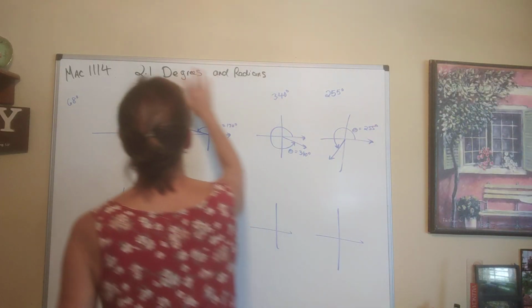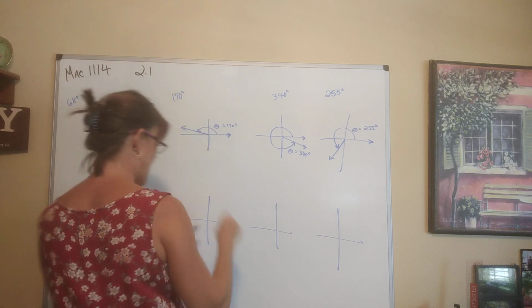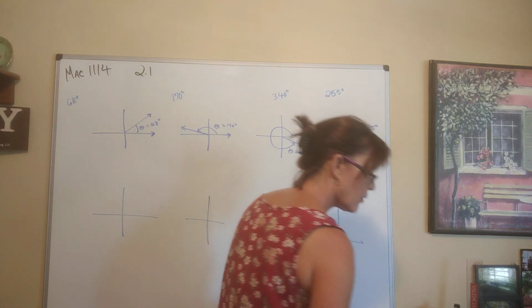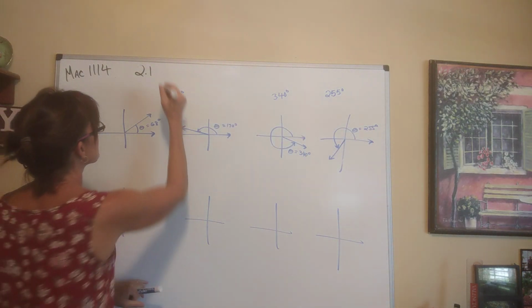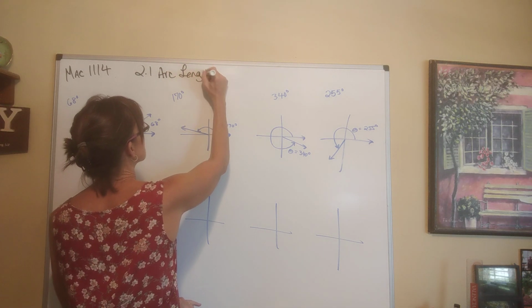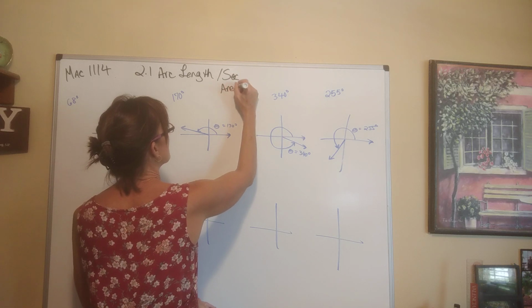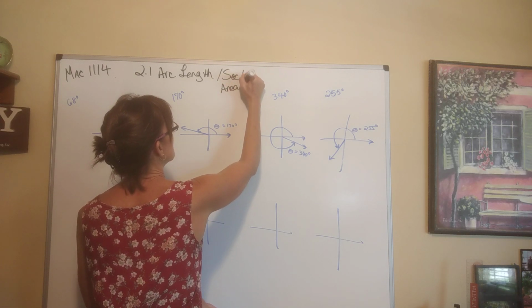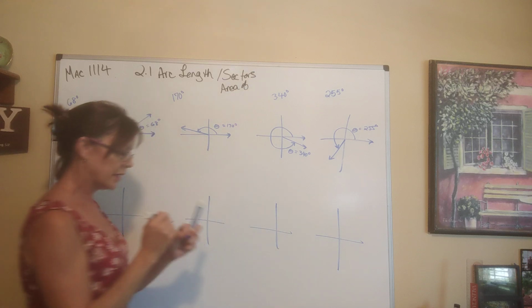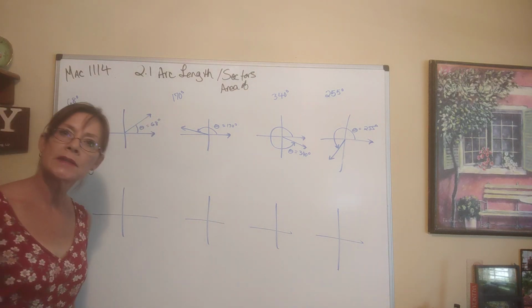Okay, this part, what we're going to do is we're going to finish up coterminal angles and also arc length and sectors. So this is going to be arc length and sectors. We're going to do that in just a second. Area of sectors. That's what's coming up really quickly. But first, we're drawing angles in standard position.